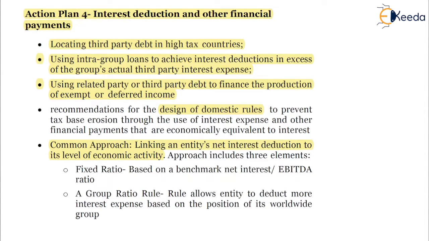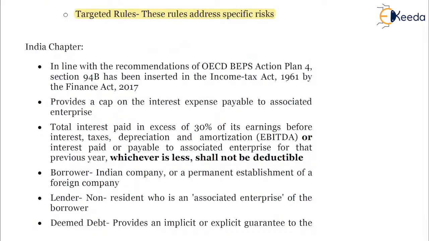So friends, we have studied examples of interest deduction and recommendations of OECD to design domestic rules to prevent such practices, and the common approaches. There are three approaches to it: fixed ratio, group ratio, and targeted rules. In the India chapter, as we have discussed earlier, India has implemented fixed ratio and introduced provisions of Section 94B to address the issue of interest deduction.